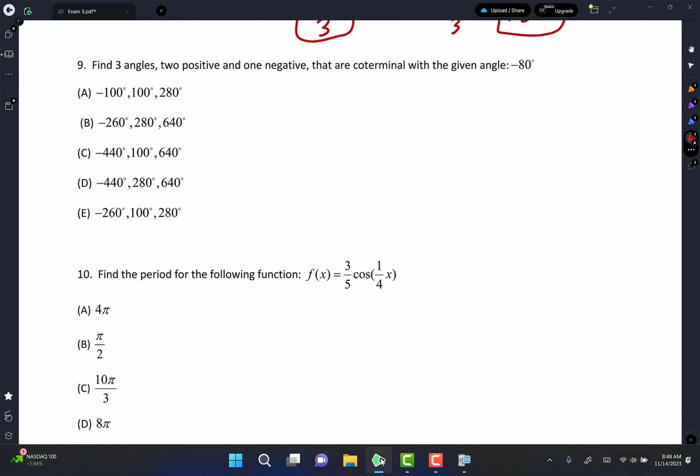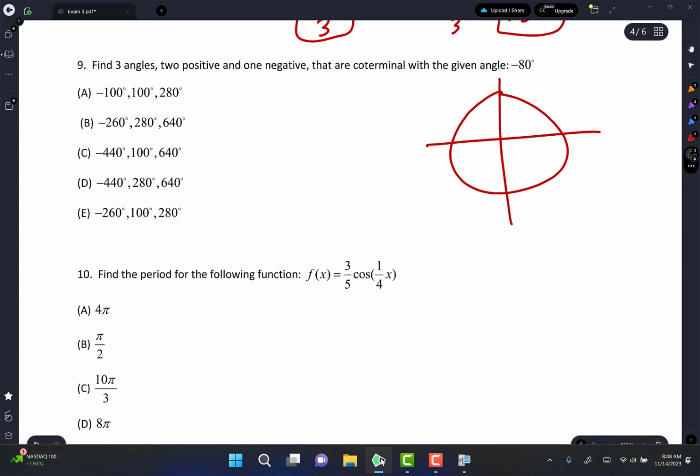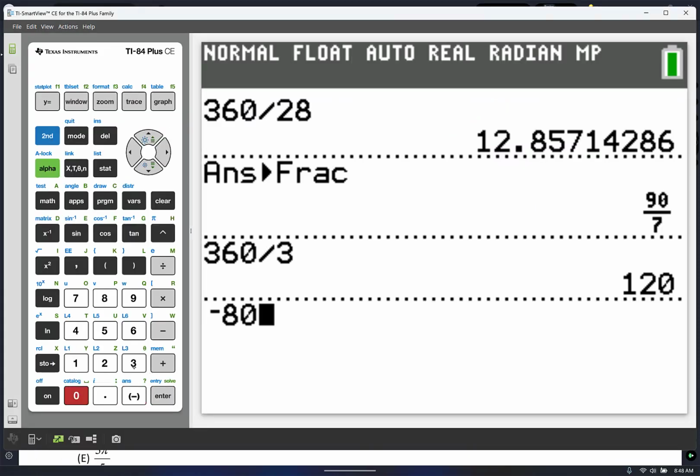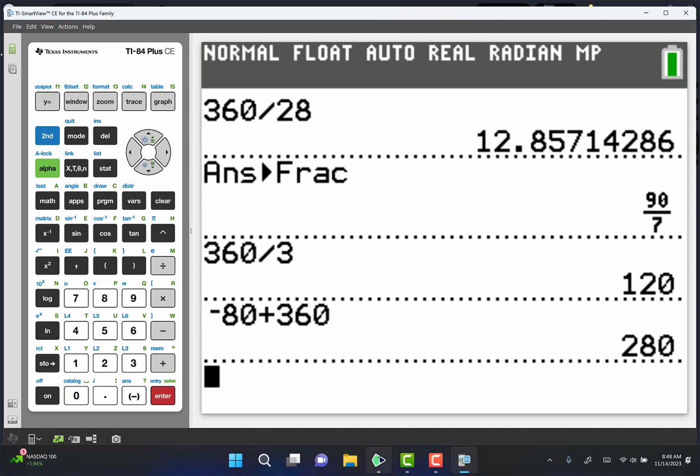All right, here's what I wanted to see for this. I needed to see some evidence, at least one of them. It says 2 positive and 1 negative that are coterminal to the angle negative 80 degrees. So negative 80 degrees, guys, means that I am down here. There's negative 80. And I want you to give me more angles. So you just go plus 360. So negative 80 plus 360 degrees. You take your calculator, go negative 80, and add 360. And there it is, there's 1, so 280.